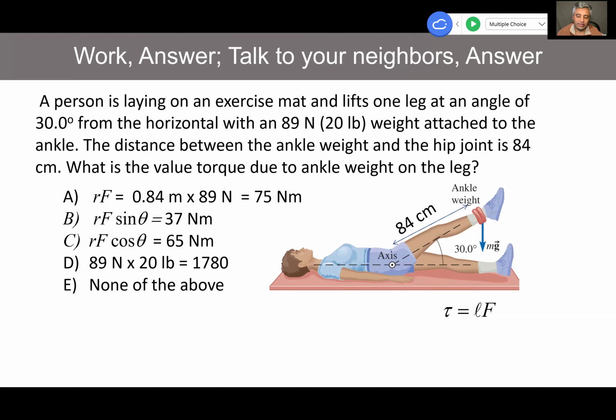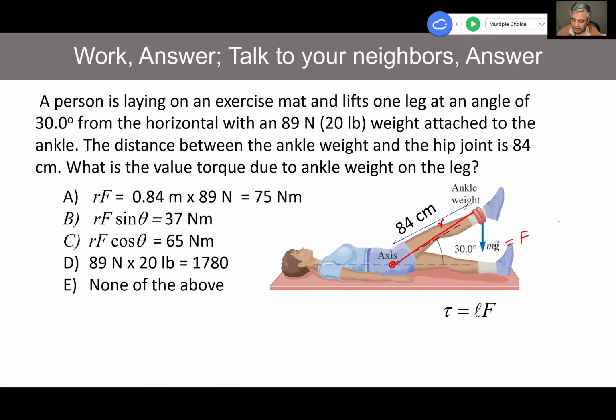Now in this question, see what's happening? The axis is there, so this is actually R. And there is this ankle weight. Weight always acts vertically down, so the force is there, okay? So what's the torque due to this force? The question is talking about that. The force is shown. What's the torque due to that force?